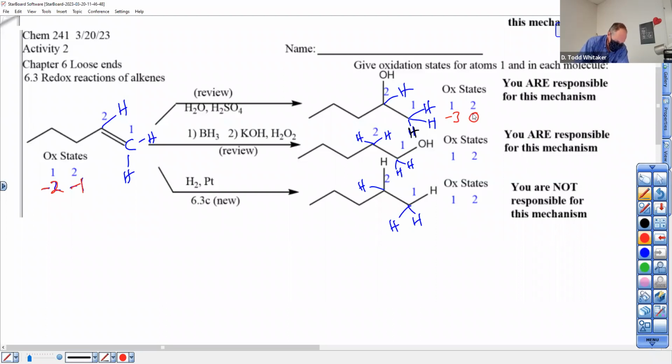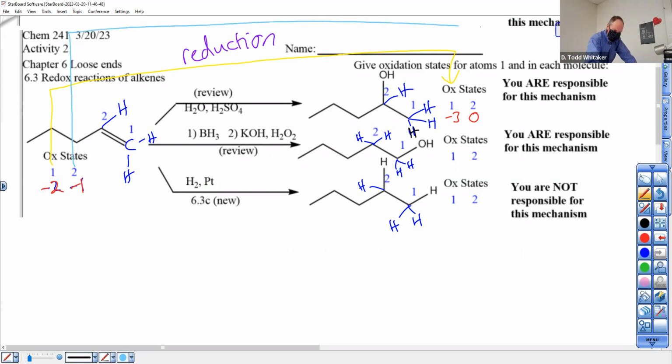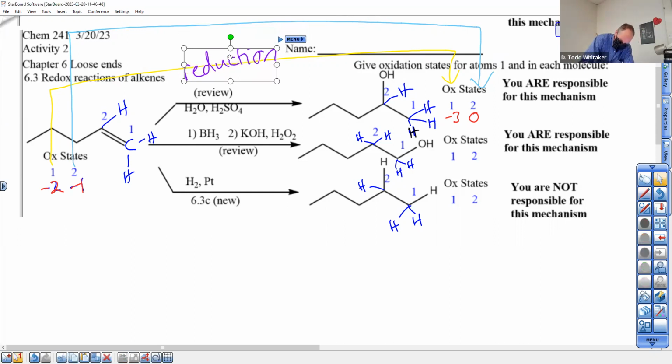So atom number 1 went from, we'll do atom number 1 in yellow. What do you call it when you go from -2 to -3? Oxidation or reduction? Reduction. All right, we'll do atom number 2 in baby blue. What do you call it when you go from -1 to 0? Your oxidation state went up. Oxidation.